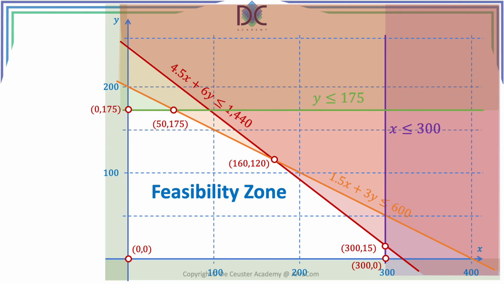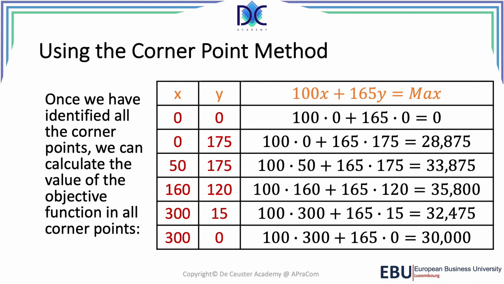The corner point method means that we put everything in a table, and we see the different coordinates of the different corner points, and we calculate for every corner point the value of the objective function. So basically for 0, 0, that's easy. It's 0. For 0 and 175 is 28.8 thousand, and so on. So we find that for all the possible solutions, and we select the maximum value, which corresponds with the corner point 160/120, with a profit of 35,800.